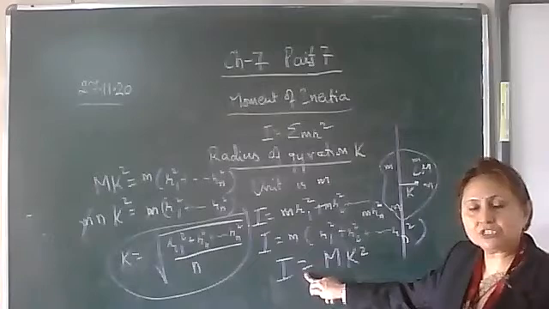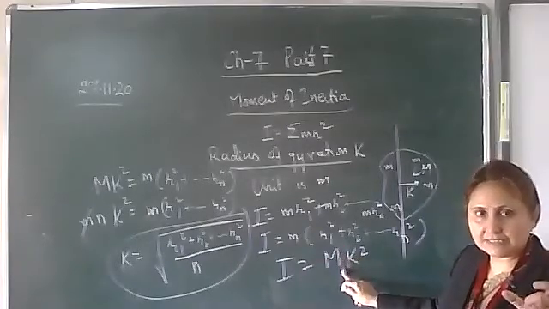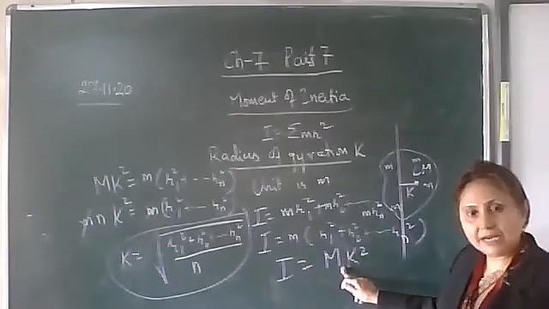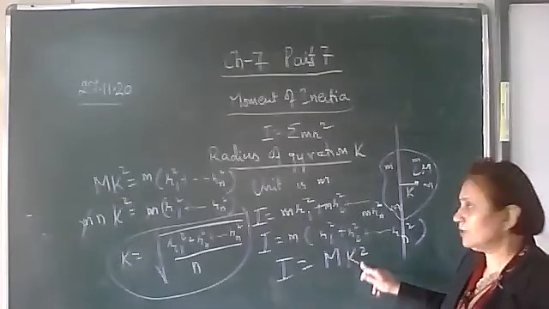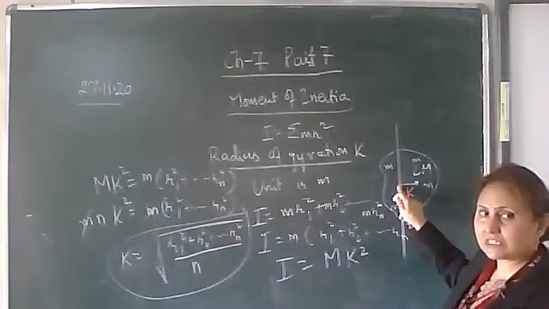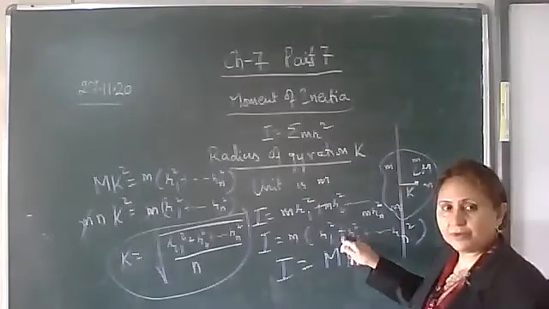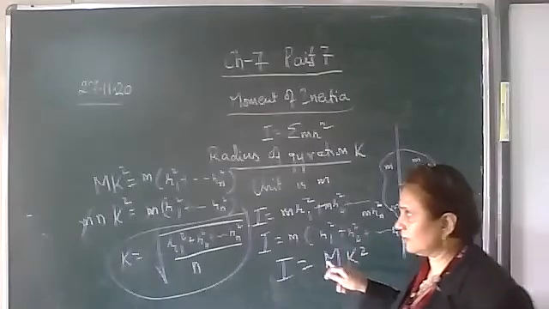The moment of inertia about the center of mass: at the center of mass, the whole mass of the body is supposed to be concentrated. Let the total mass of the body be capital M, into the perpendicular distance K, the radius of gyration. M K square is the moment of inertia of the whole body about the center of mass.